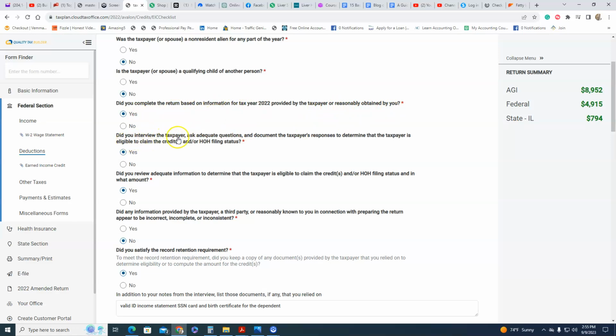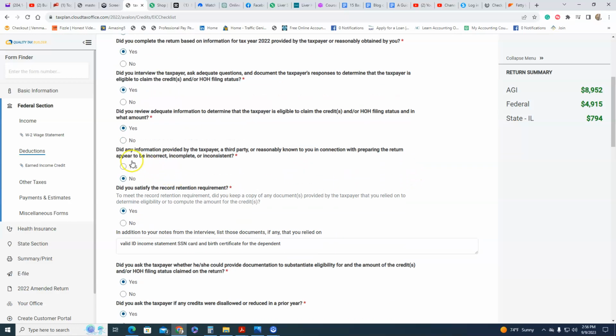Did you interview the taxpayer, ask adequate questions, and document the taxpayer's response to determine that the taxpayer is eligible to claim the credit and head of household filing status? That must be yes. So when it comes to doing what we do, we want to document, and you'll learn how to do that as well. Did you review adequate information to determine that the taxpayer is eligible to claim the credit and or head of household filing status, and in what amount?